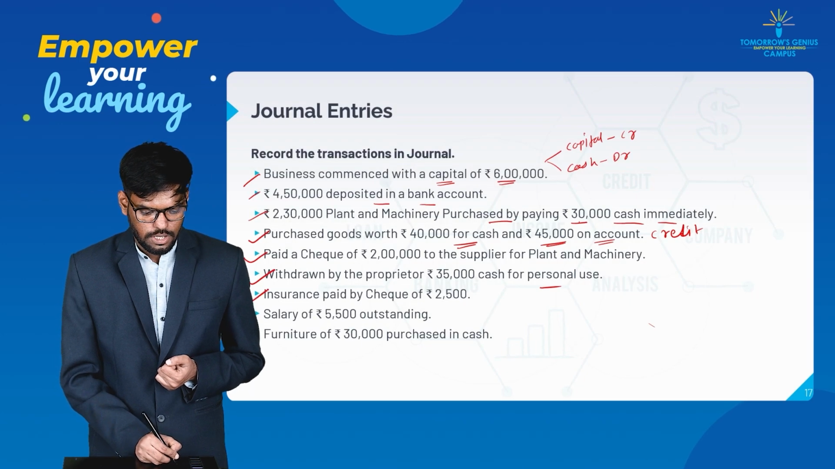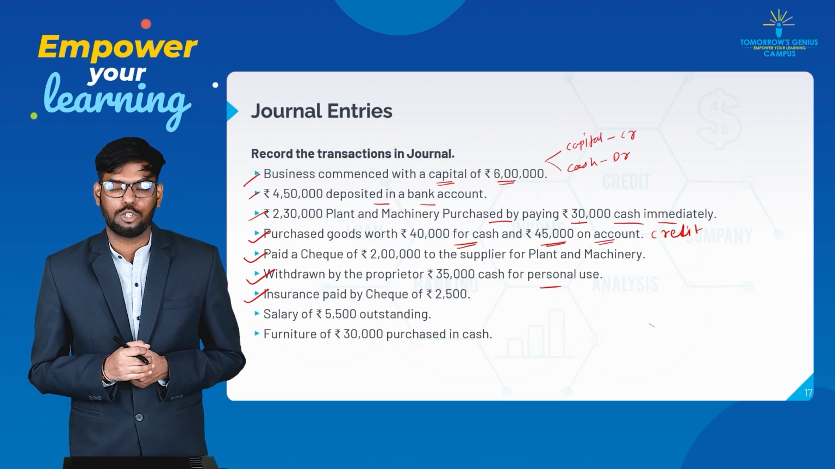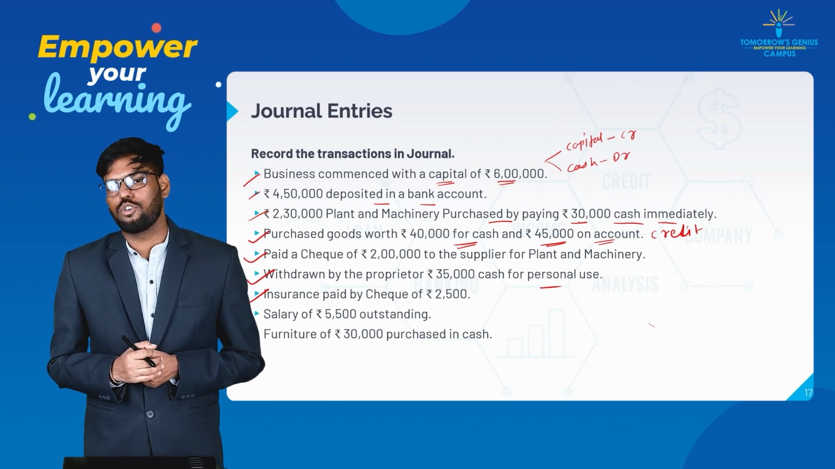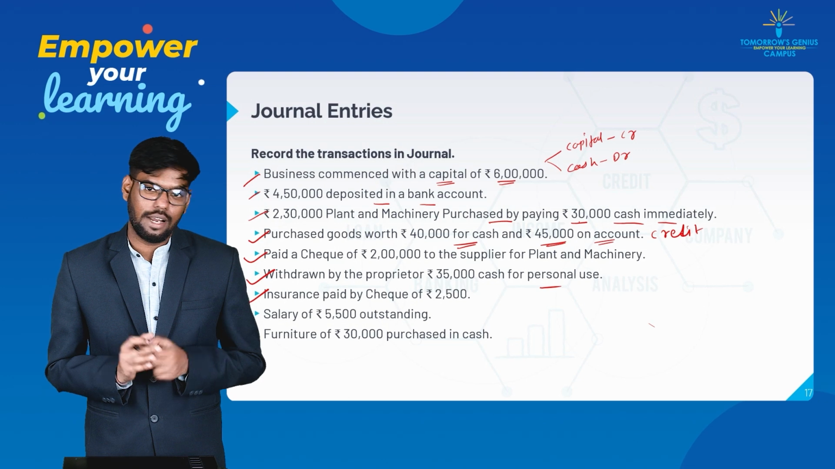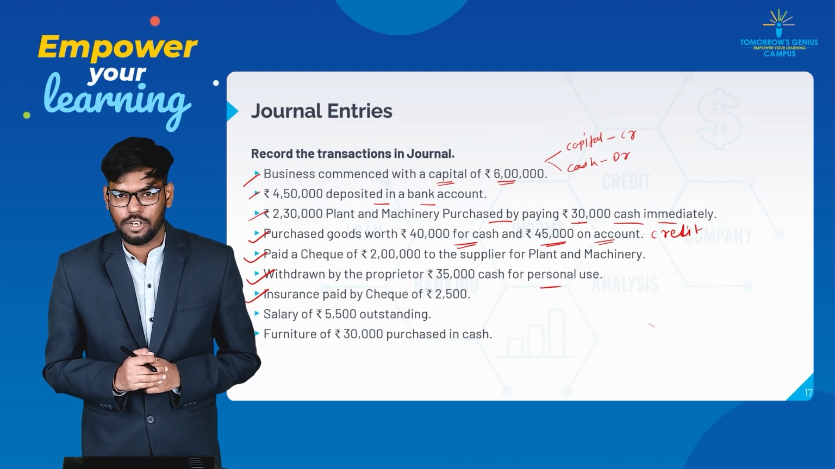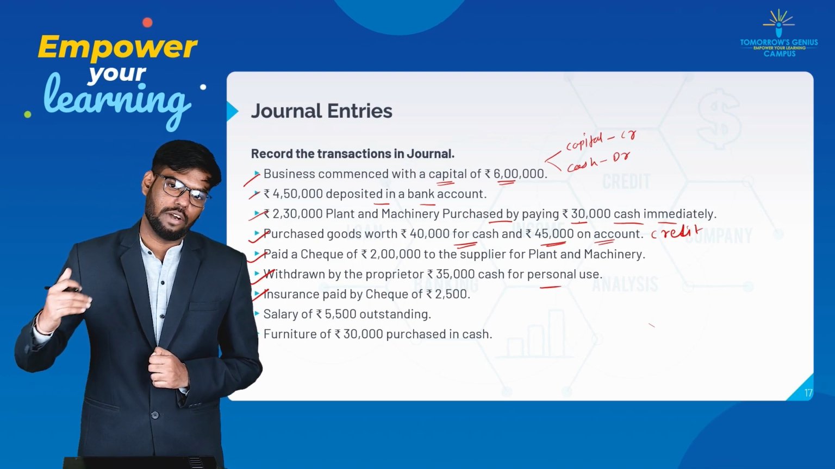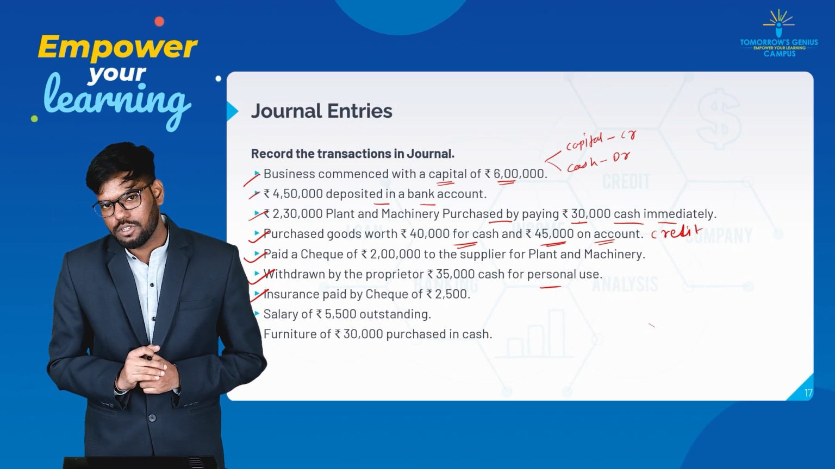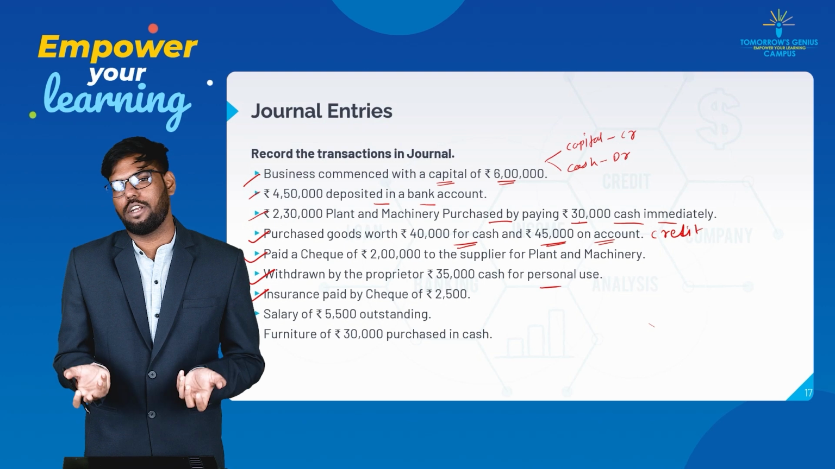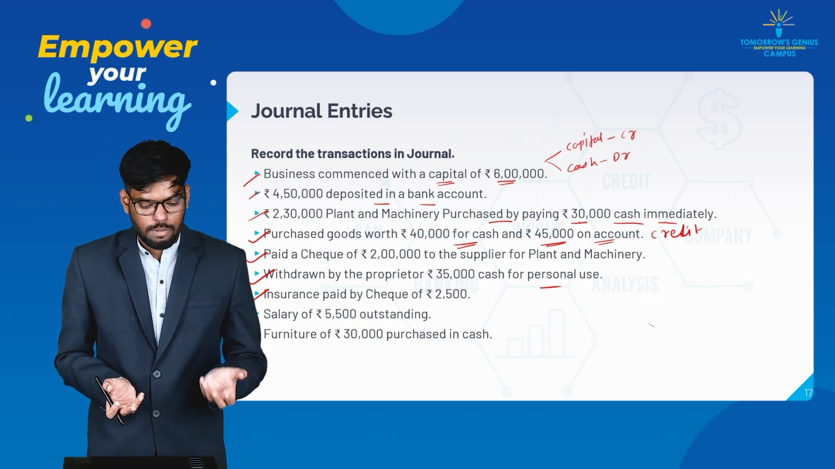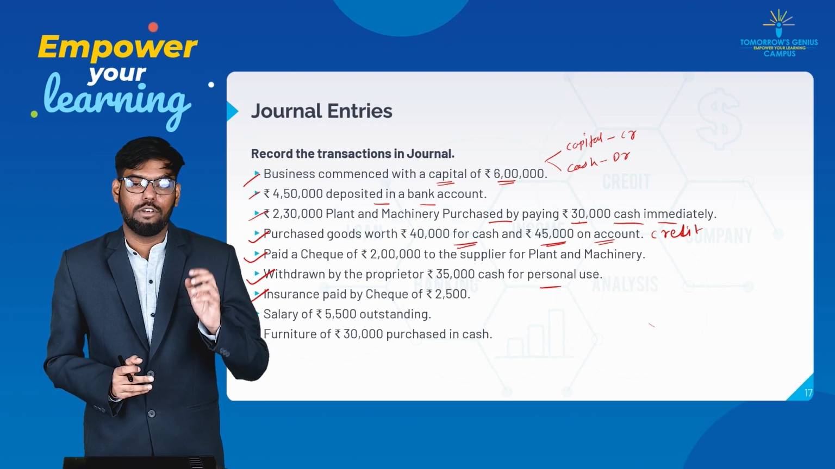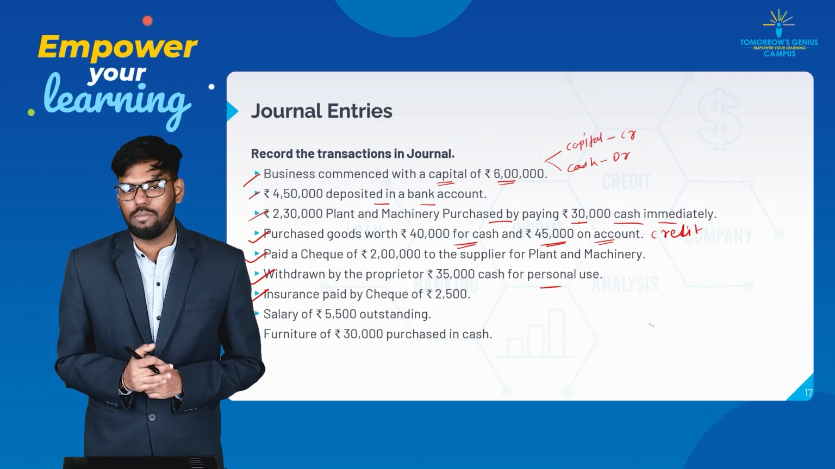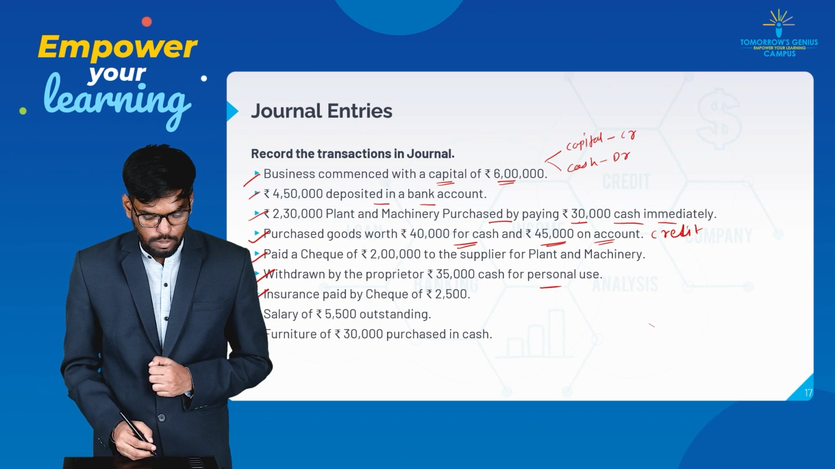So the next transaction is insurance paid by check rupees 2,500. You have paid the amount of insurance by check. So here expenses are recorded, 2,500 rupees of expenses recorded, right? And 2,500 goes out of the business as well. Expenses have a debit balance. Whenever expenses increase, we have to debit the same. So here I am going to debit the insurance account or insurance premium account, and cash goes out of the business, so we have to credit cash.